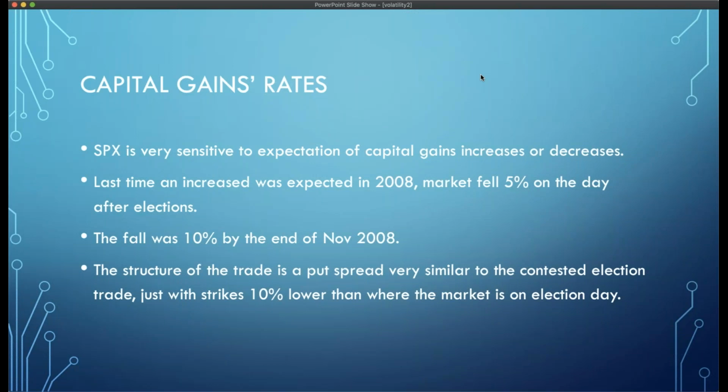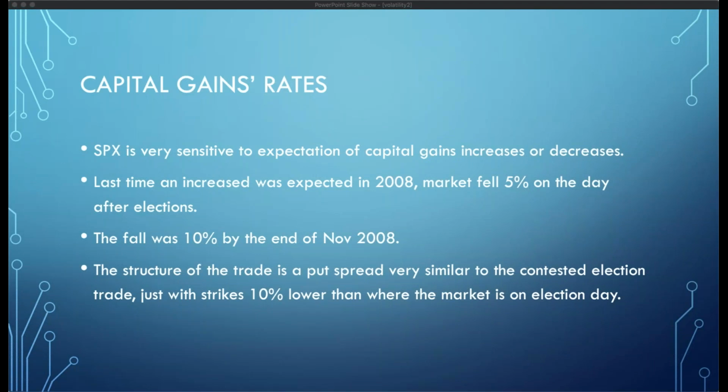And it works both ways. If the expectation is that capital gains will go up, the market falls dramatically. In 2016, we saw the opposite. The expectation was that capital gains would come down and the market basically took off like a rocket. So for those of you that really want this trade, you know what I am implying here, for those of you that can read between the lines. I'm not talking about interest rates, I'm talking about capital gains, the taxes.